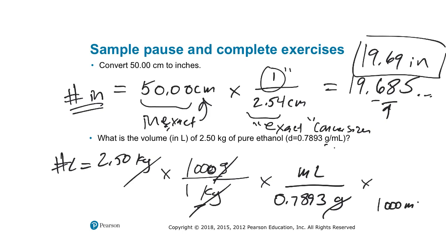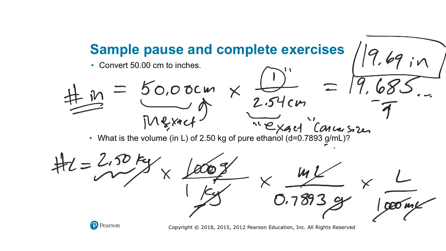1,000 milliliters is a liter. So the milliliter cancels, and the 1,000 also cancels. So you can do 2.5 divided by 0.7893. You can also multiply by 1,000 and divide by it if you wish. But that works out to be 3.17 to 3 significant figures.